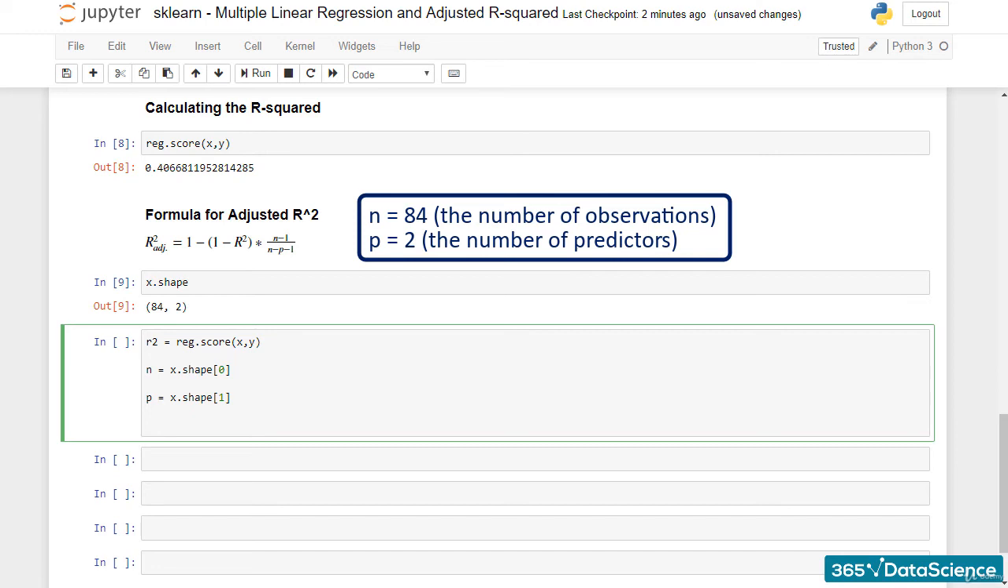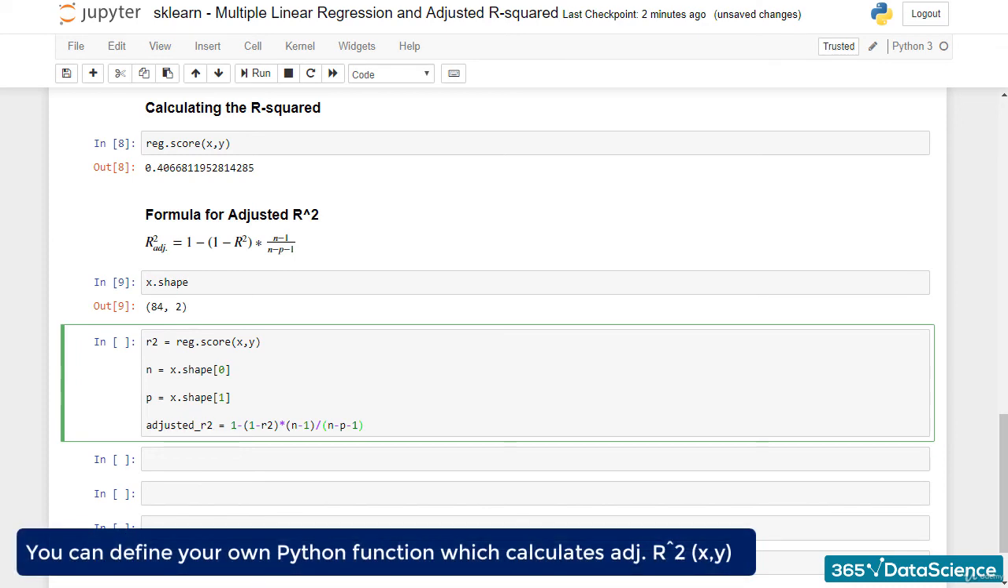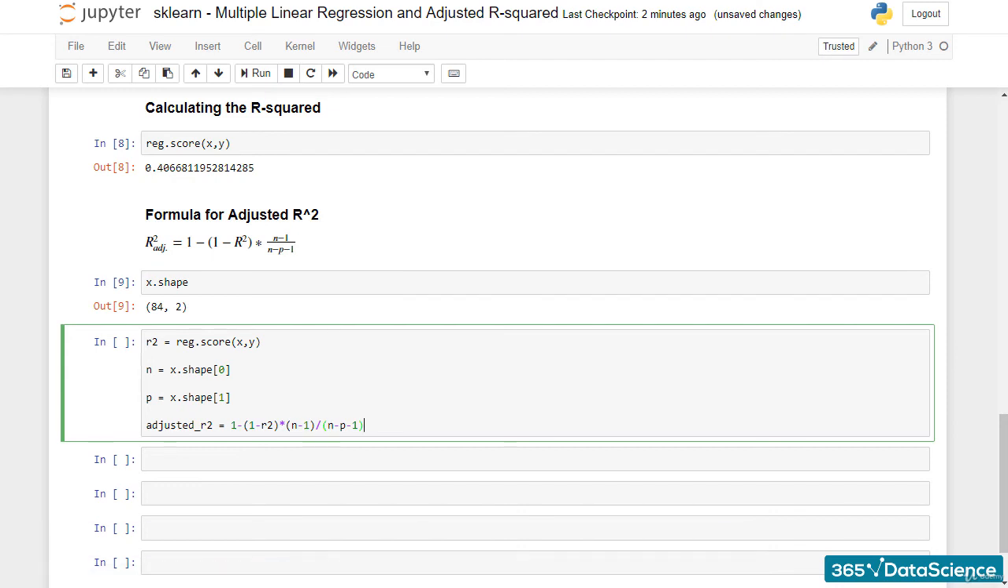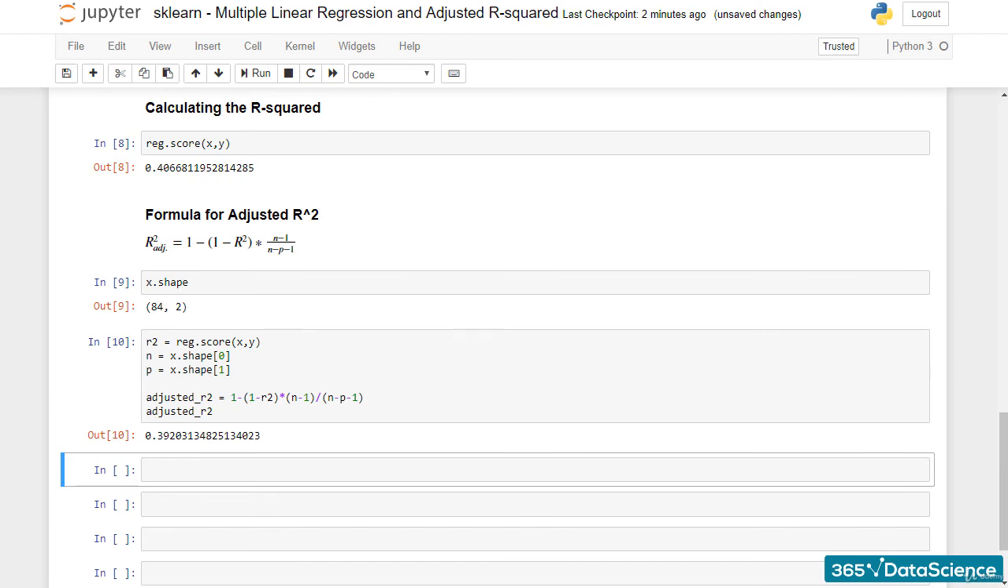Great, we have all the ingredients. Finally, we can calculate the adjusted R-squared. Let adjusted_r2 be equal to 1 minus (1 minus r2) times (n minus 1) divided by (n minus p minus 1). And that's it. A fun exercise may be to define your own Python function, which calculates the adjusted R-squared given inputs and target. But we can leave that for homework. Let's finally execute the cell. The value we get is 0.392.